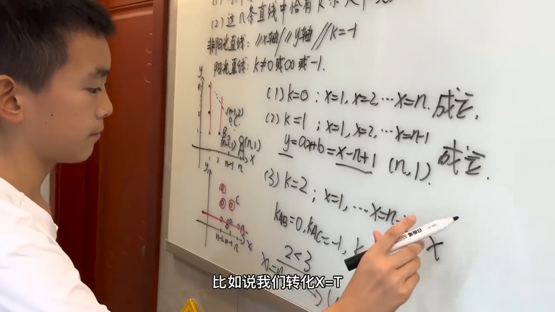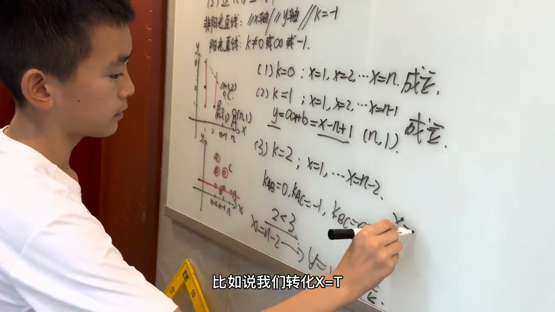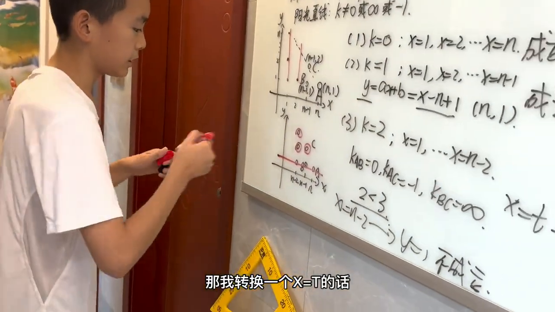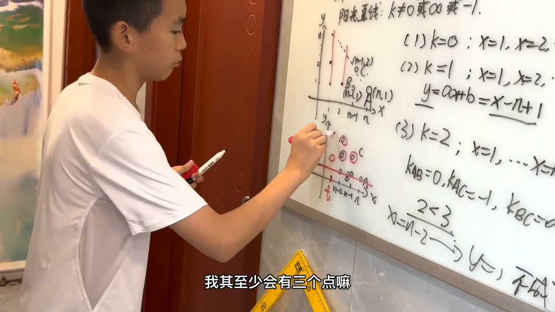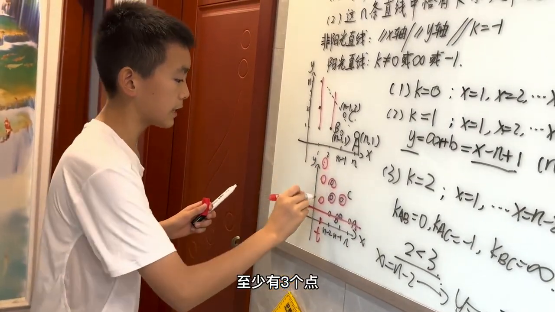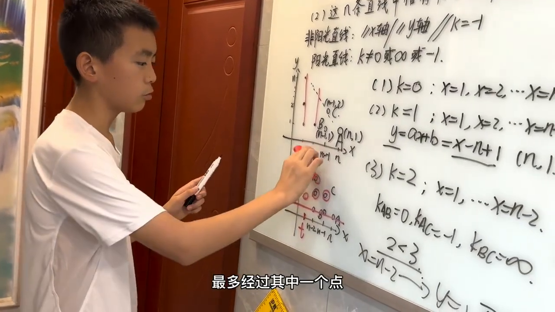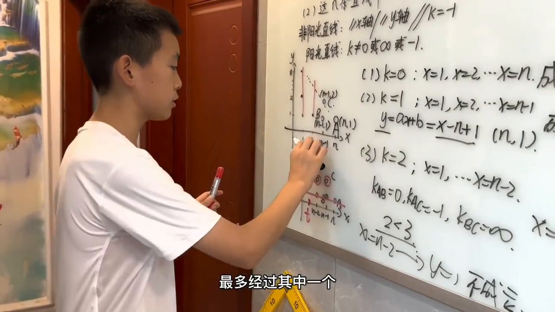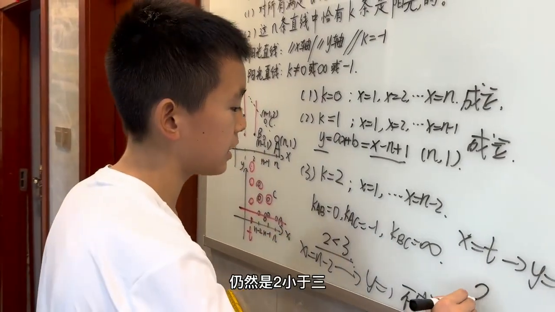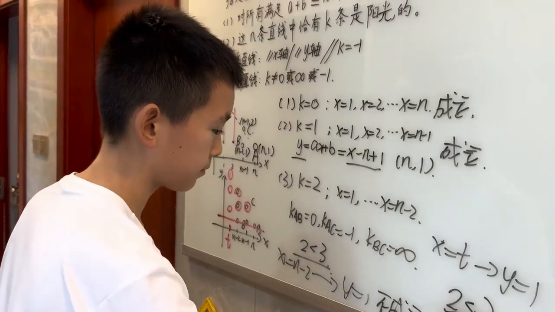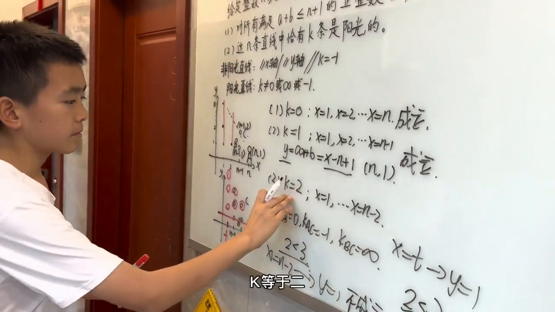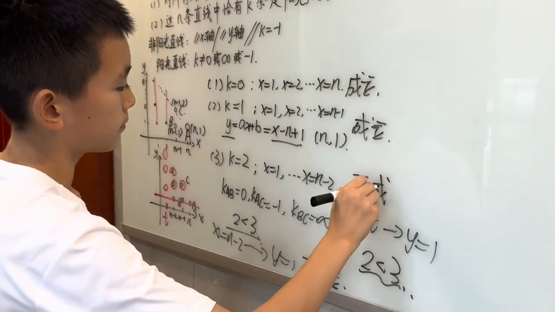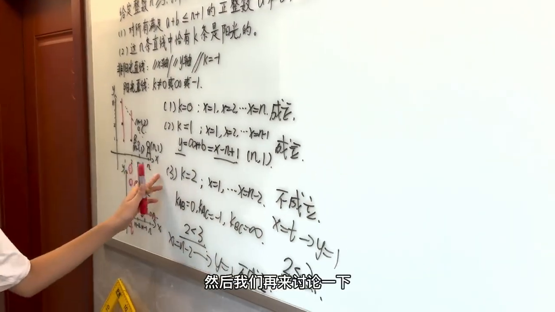Let's say we convert x equals t, and convert it to y equals 1. Then I convert an x to equal t. I will have at least 3 points above me, and each sunlight line passes through at most one of the points. I only have 2 sunlight lines, which is still 2 less than 3, and I can't cover them all. That is to say, k equal to 2 is not true in every case. So k equal to 2 is not okay, and then we'll discuss it.